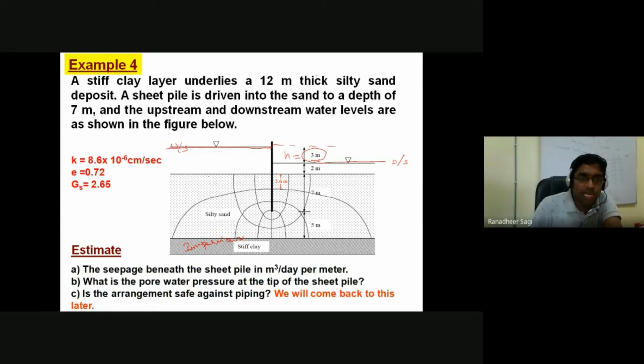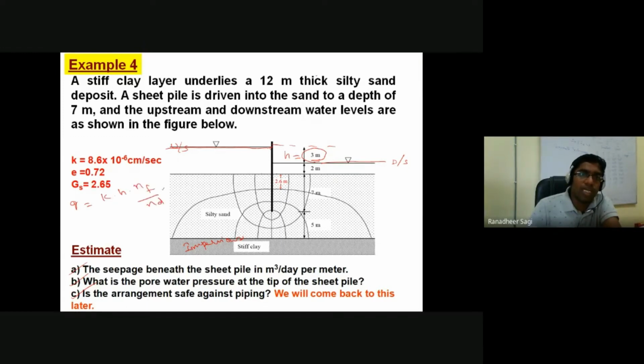Let us now see what is asked in the problem. There are 3 sets of questions to be calculated. The seepage beneath the sheet pile in meter cube per day per meter length is to be calculated, which I can simply calculate from the flow net diagram data available. That's nothing but Q is equal to K into H into NF by ND.